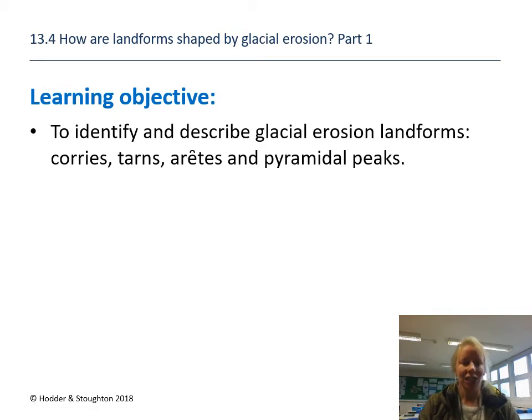So last lesson, you looked at how glaciers eroded material around the glacier, how it transported that material and deposited it at the end. Today we're going to have a look at the landscape or the landforms that are left behind by all those processes. So today we're going to identify and describe glacial erosional landforms, such as quarries, tarns, arêtes, and pyramidal peaks.